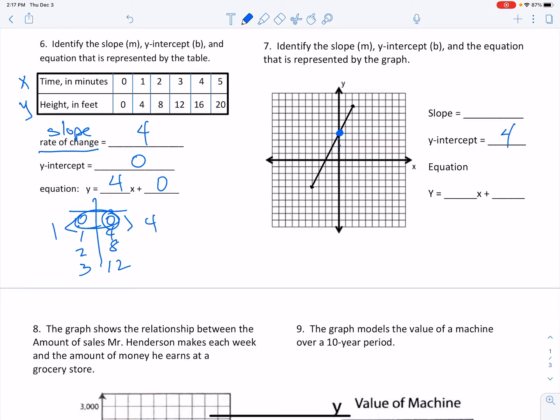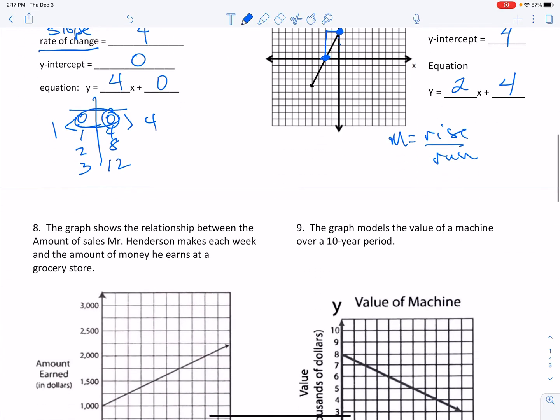Now, our slope is determined from 2 good points, and we do our rise over run. So it's the up or down value divided by the right or left value. In this case, it'd be the right value. So we go from a left point to the right point, and it goes up 4 over 2. So our slope is 2. So we plug that into the equation as 2x plus 4.